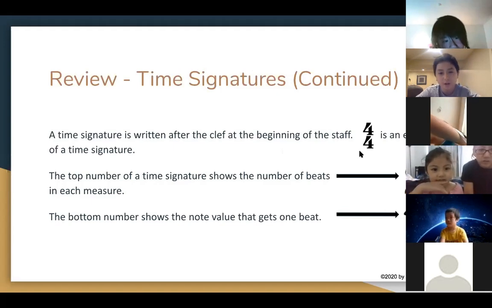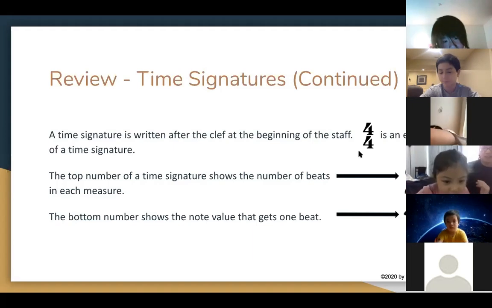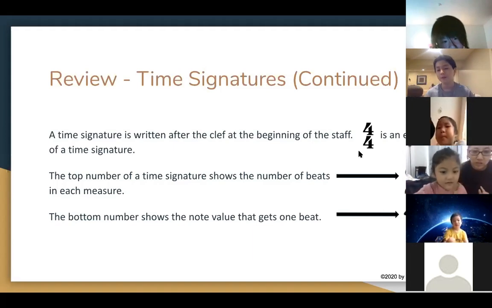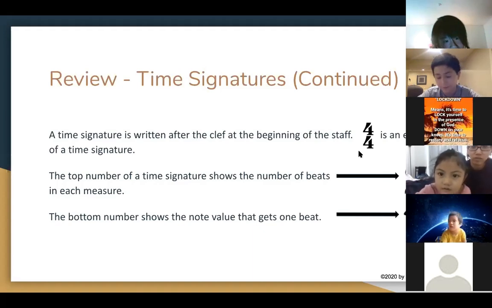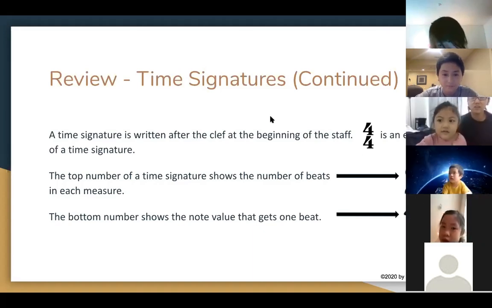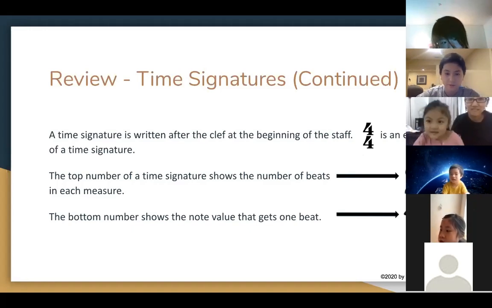So each number in the time signature indicates something. The top number shows the number of beats in each measure, and the bottom number shows the note value that gets 1 beat. So for example, you could have 4/4. So you have 4 quarter beats in one measure. You could also have something like 3/8, which is 3 eighth notes in one measure, something like that. Okay. That sounds like you guys are pretty good with that.